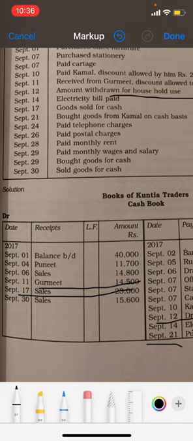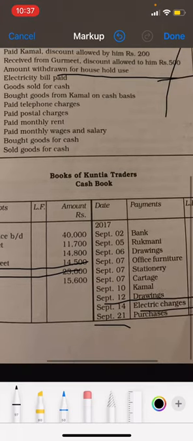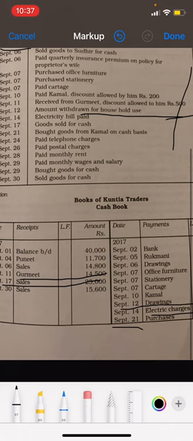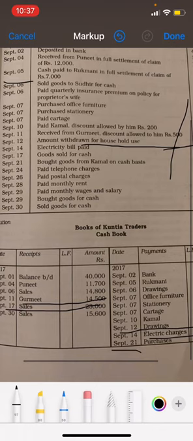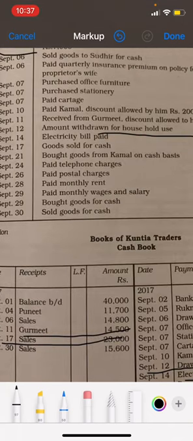Paid postage charges, then paid monthly rent, paid monthly wages and salaries. So all these three are expenses. When expenses are incurred, expenses are debited and cash account is credited. So on the credit side of your cash book, you will have to write all these expenses. So paid telephone charges, then paid postage charges, then paid monthly rent. So all this will come on the credit side.